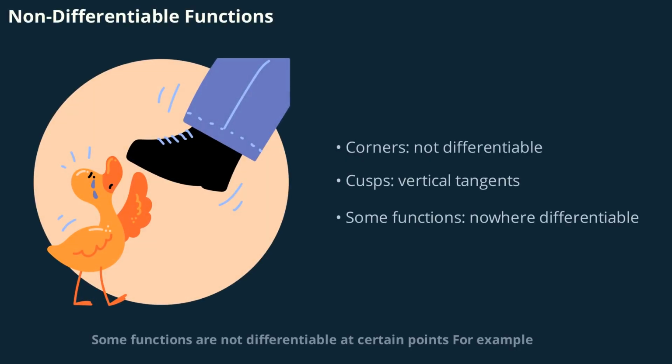Some functions are not differentiable at certain points. For example, f(x) equals |x| is not differentiable at x equals 0 because the graph has a sharp corner there. Similarly, f(x) equals the cube root of x has a vertical tangent at x equals 0, making the derivative undefined. There are even functions like Brownian motion paths that are nowhere differentiable.